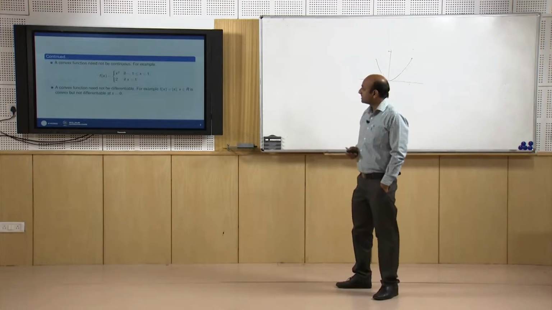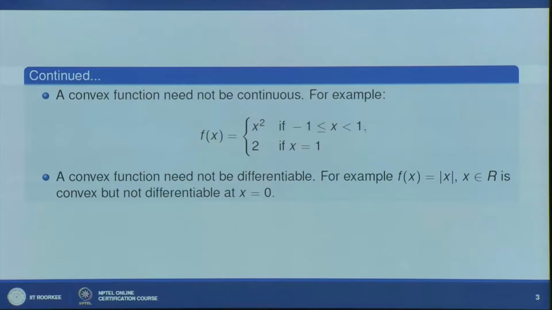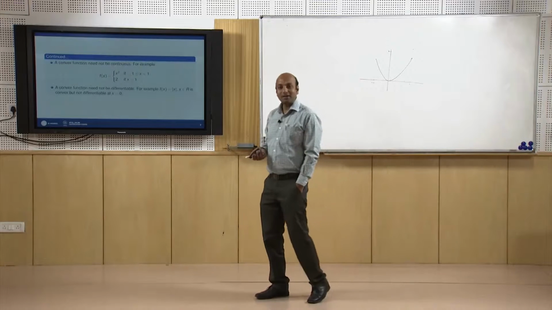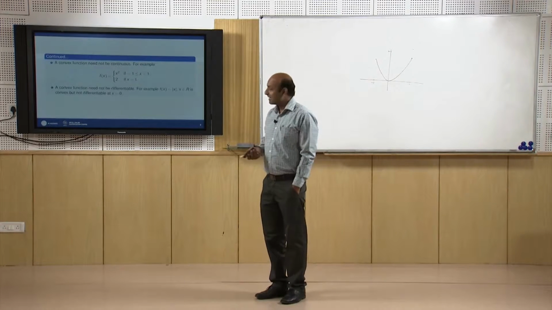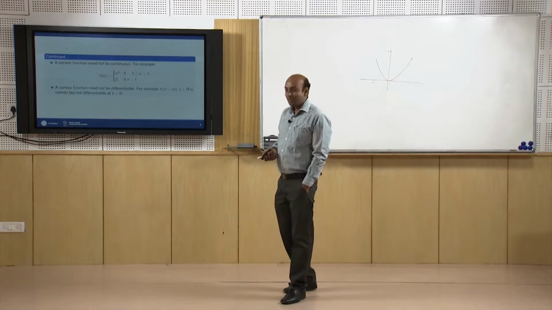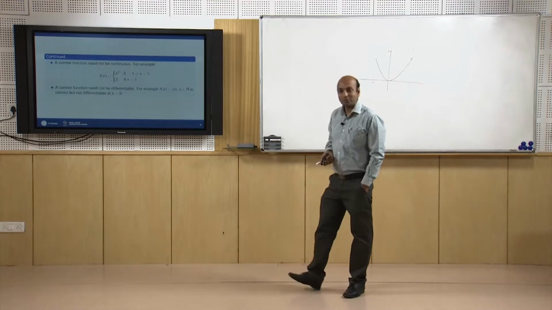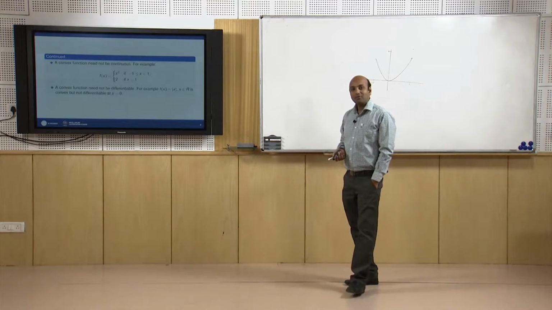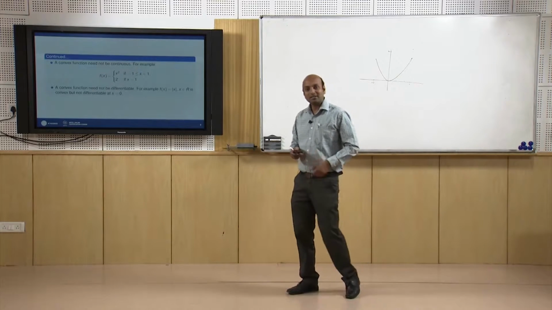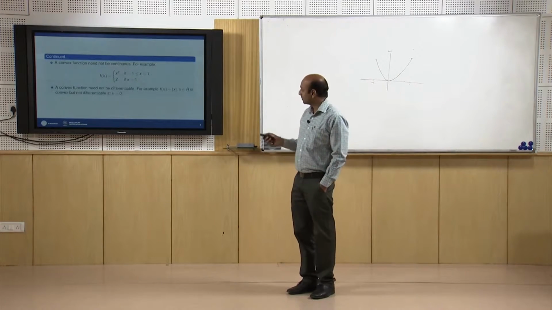The next property is that a convex function need not be differentiable. So, of course, if it is not continuous, it will not be differentiable. Another example is mod x. Mod x is not differentiable at x equal to 0. However, we have seen that mod x is a convex function. Okay.